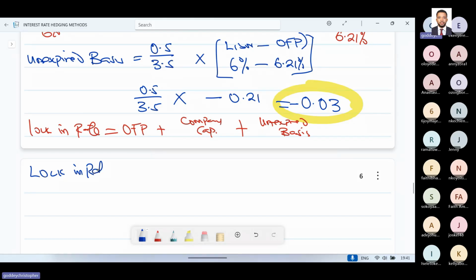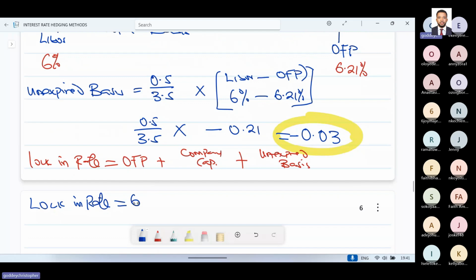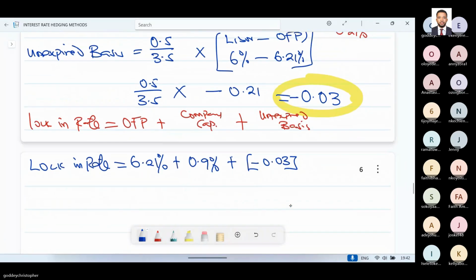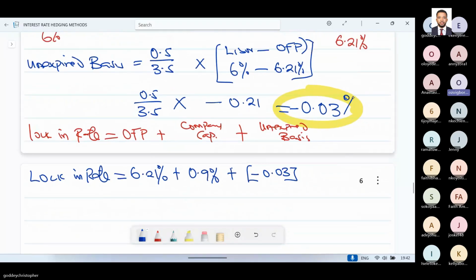I'm just kidding. OFP is what? 6.21, Abi. 6.21 plus company capacity 0.9, 0.9%. Don't forget they're all in percentage, plus minus 0.03. What is the issue? Tell me. Talk to me.